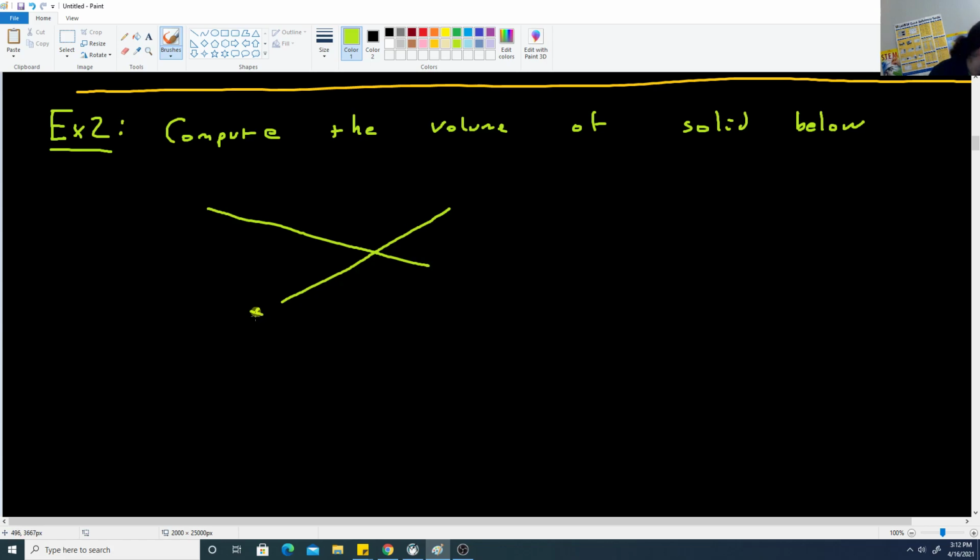Here's our x-axis. Here's our y-axis. It is a parabola along the y-axis, like that. And the cross-sectional areas of this parabola are half circles. So it's a parabola where you get larger and larger semicircles, and we go until we hit the x-axis, basically.